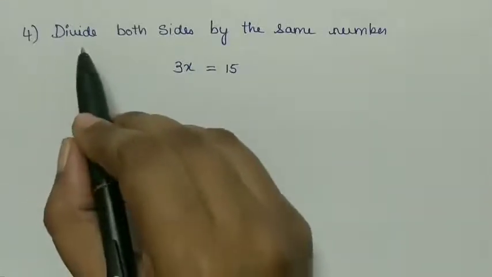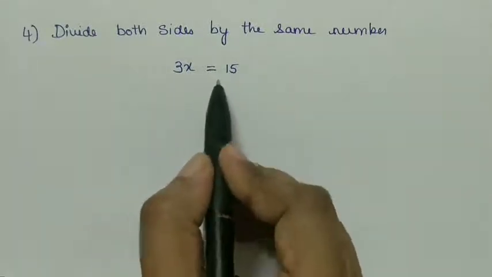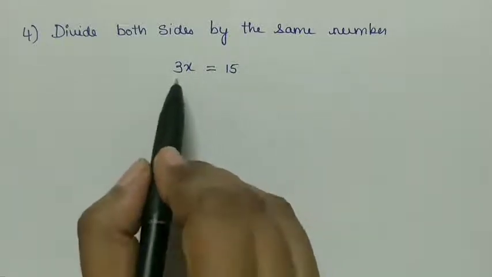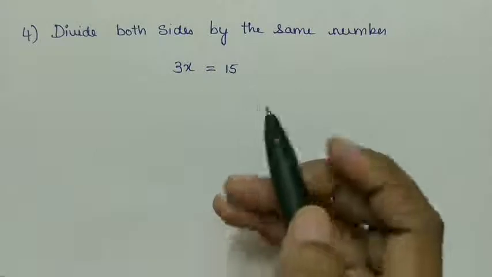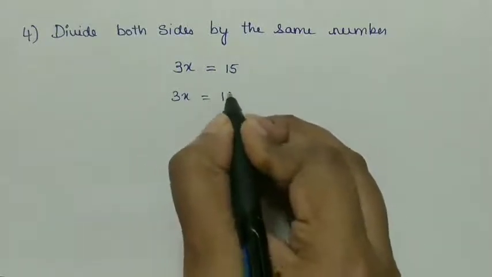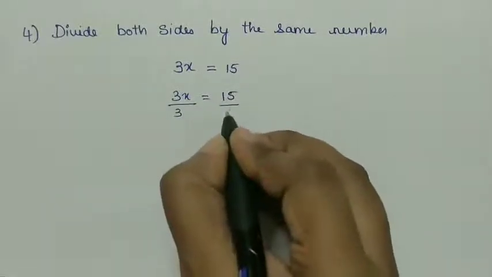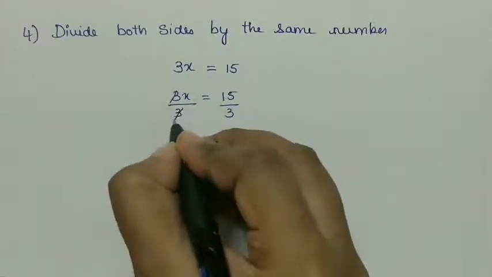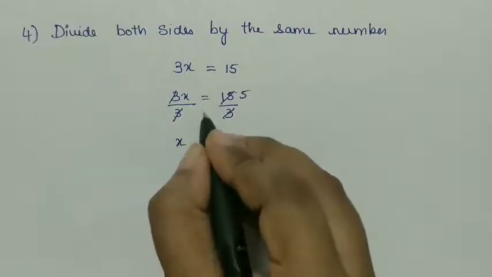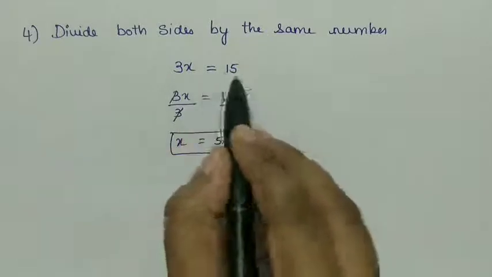Fourth rule, we can divide both sides by the same number. Example, 3x equal to 15 is the given equation. To solve this, we can divide both sides with 3. Divide both sides by 3. 3 cancel. 3 5s 15. Therefore, x equal to 5 is the solution of the given equation.